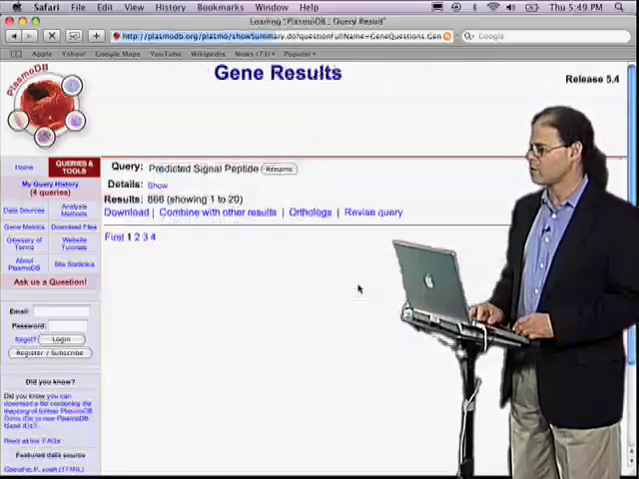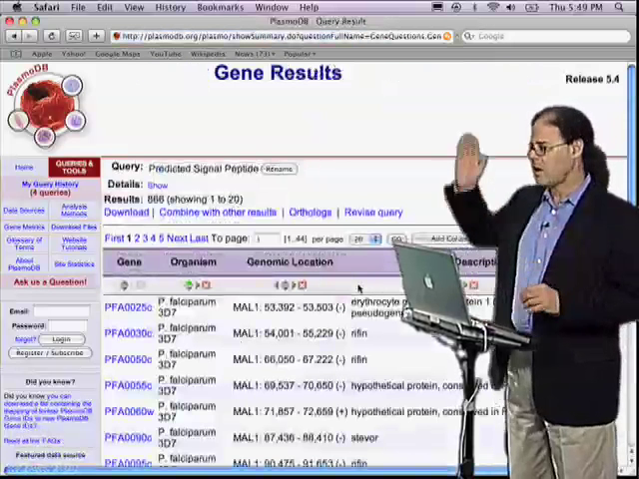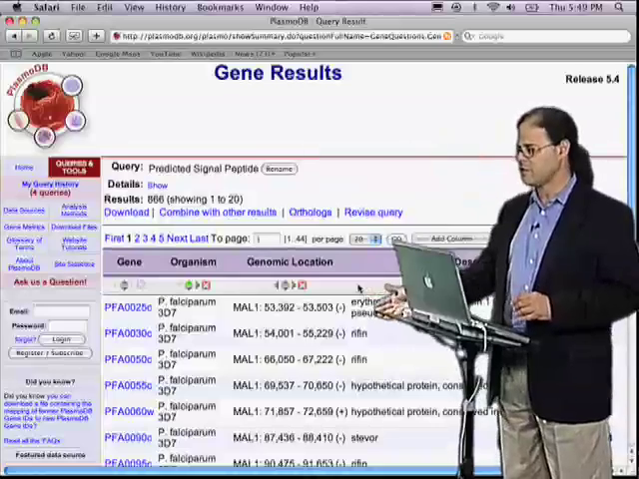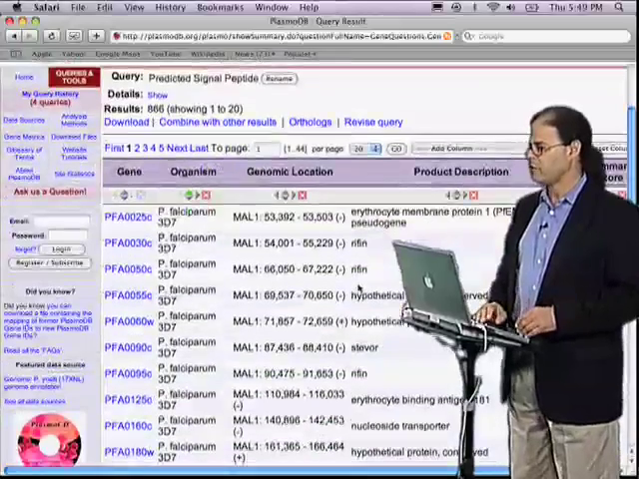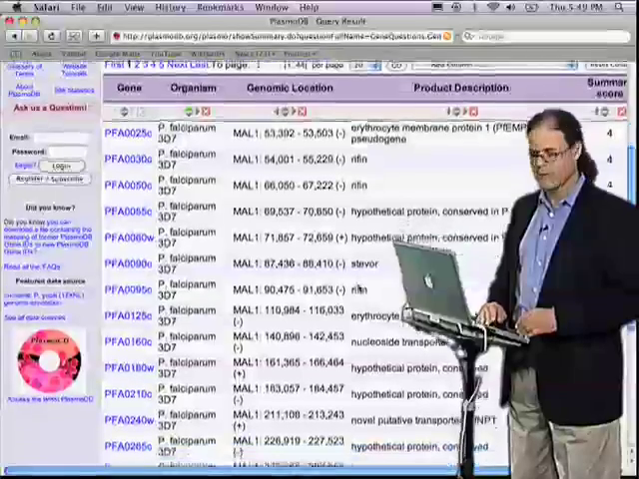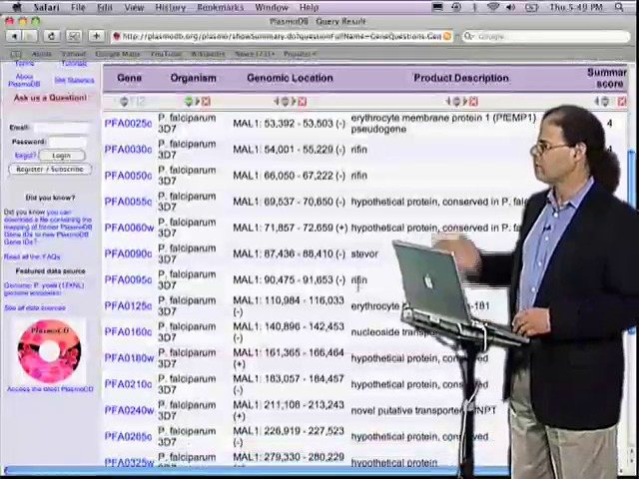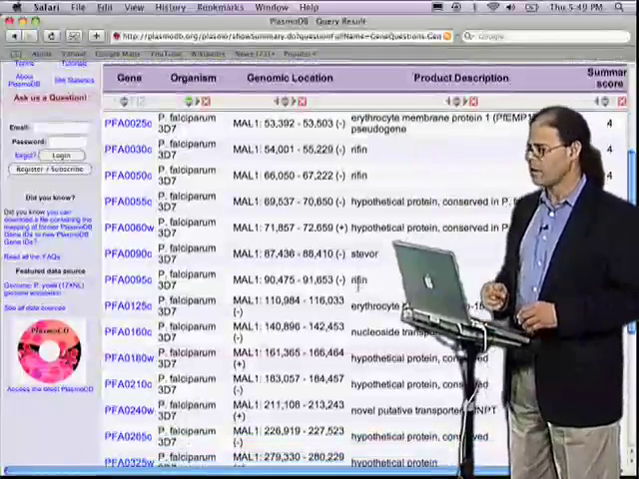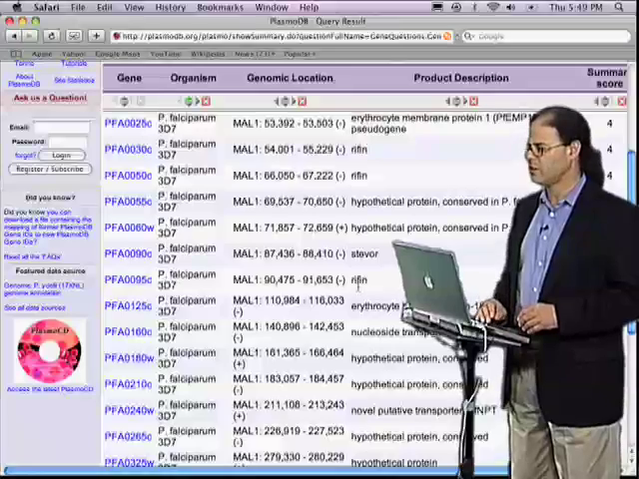And when we ask a question like that, we get a list of many hundreds of genes, including genes that certainly wouldn't be at the top of anyone's list as a vaccine target, such as this pseudogene that's indicated here.